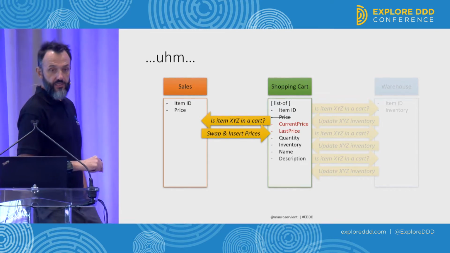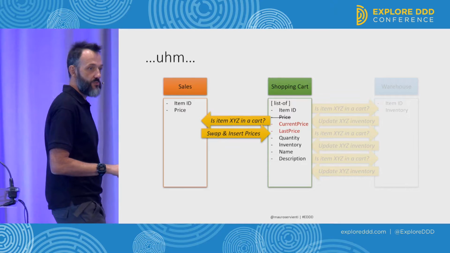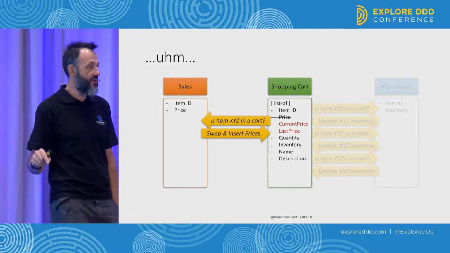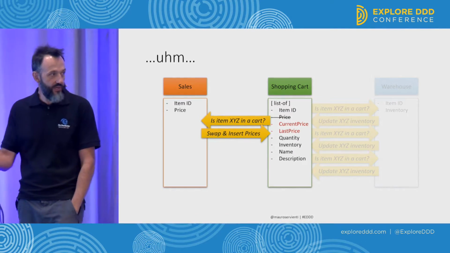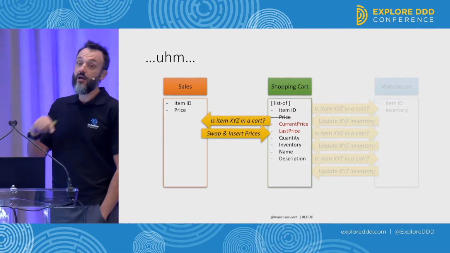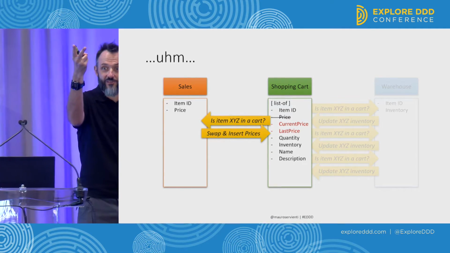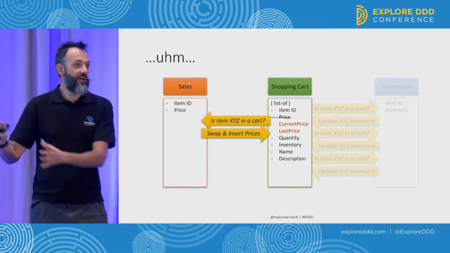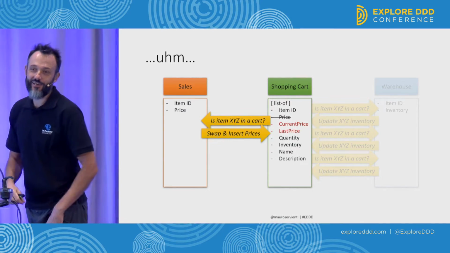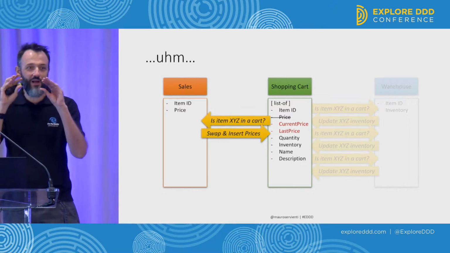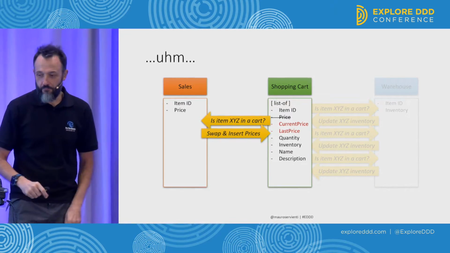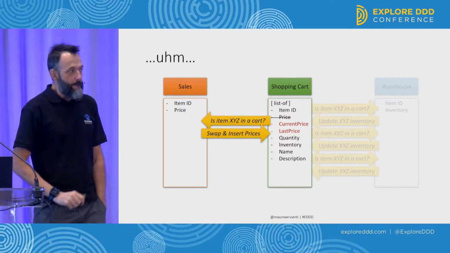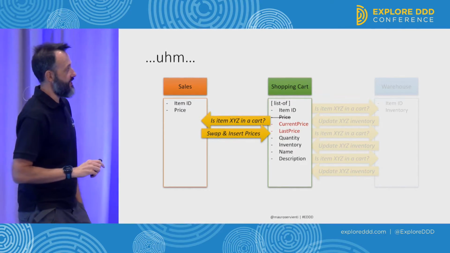So every single time an item changes price in sales, we need to go to the shopping cart and ask, is there anything in your shopping cart that matches this item? And if yes, please swap prices and update the current one to the new one. And then the shopping cart UI, hopefully, will take care of showing the warning, because the two prices don't match anymore. But there's a little bit of a complication here.